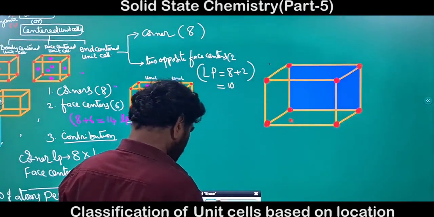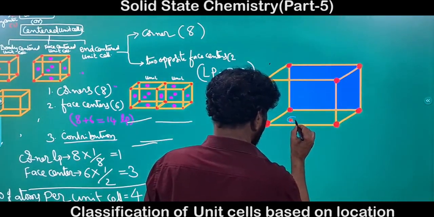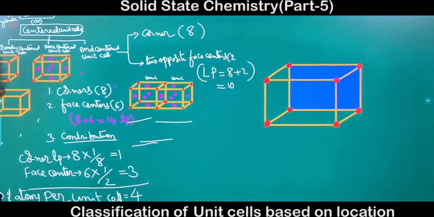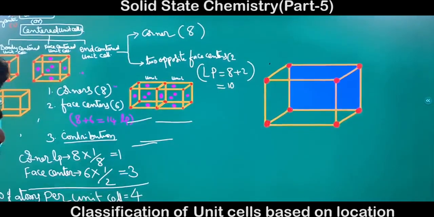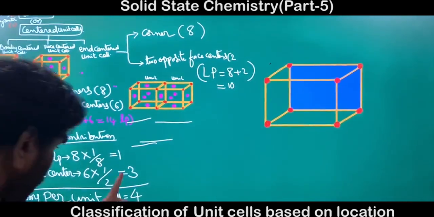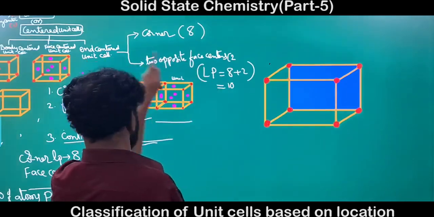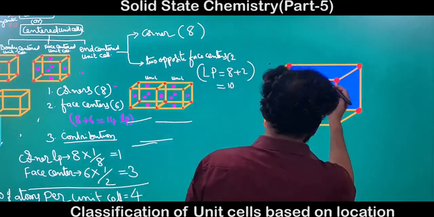One more I have to show. This is the simple unit cell, the primitive unit cell. Only lattice points are present at the corners. Now, in this case, that is the end-centered unit cell. So, what is happening? There are 2 more.